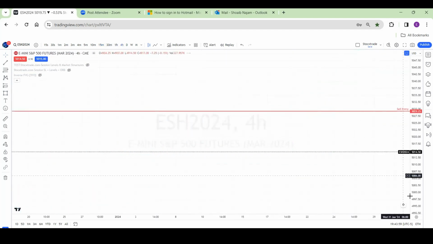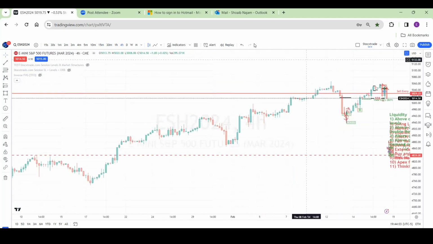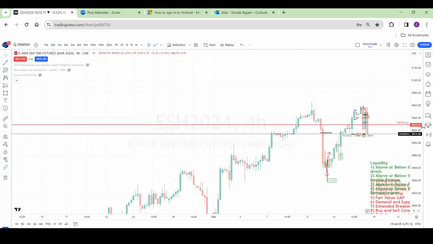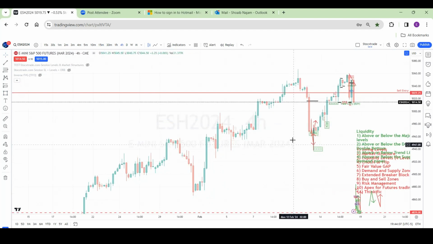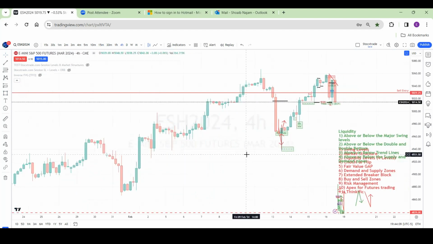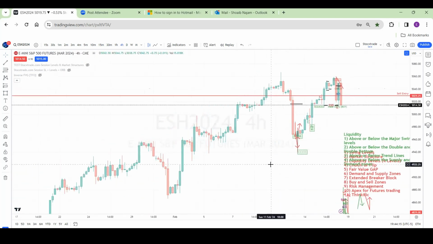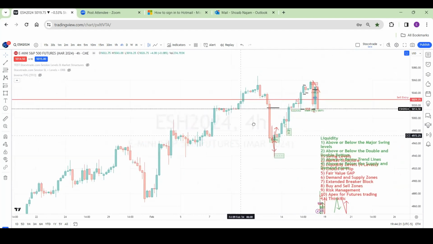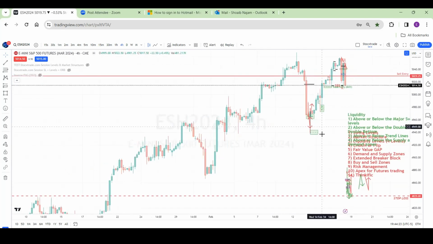If you see your high time frame, this is TradingView. I used to trade on the same platform. My broker is AMP brokerage, and I trade on TradingView, so I connected AMP with TradingView. So this is your high time frame. If I remove all this, what is the market doing?